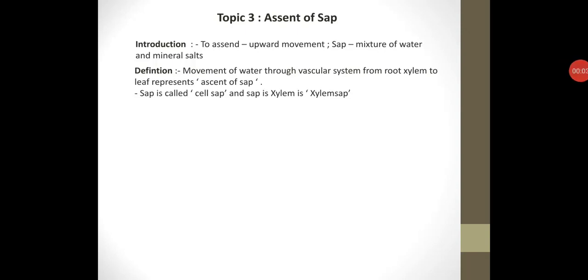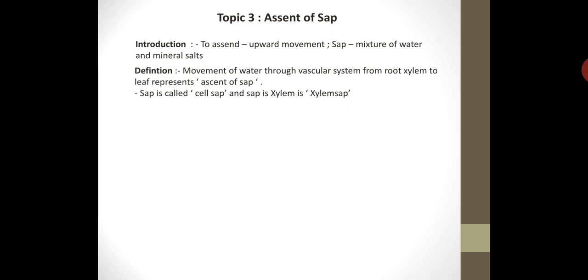Good morning, friends. Today we are going to start with the third topic from physiology, that is ascent of sap. In the last topic, we studied the absorption of water mechanism. So, water absorption and ascent of sap, these both phenomena are related with water.